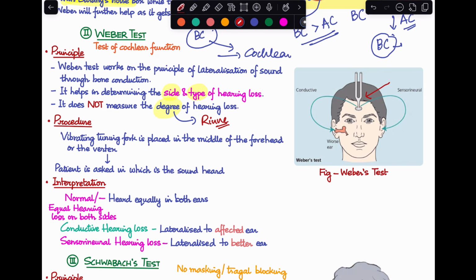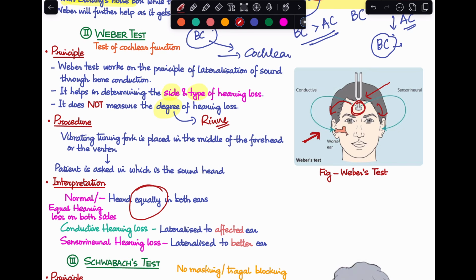So when you have vibrated the tuning fork and placed it in the middle, we'll have bone conduction going to both the cochleae. In a normal person, both their cochleae are acting normally. So both the cochleae will be able to perceive this sound equally. So in a normal person, we end up having an equal amount of sound heard in both ears. Now, if there is a person who has conductive hearing loss, meaning there is some difficulty in the conductive pathway, they will hear it better in the affected ear.